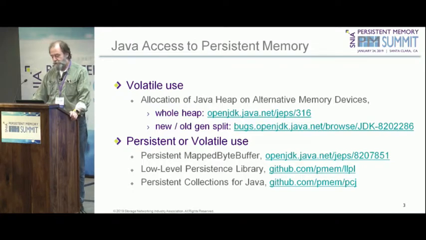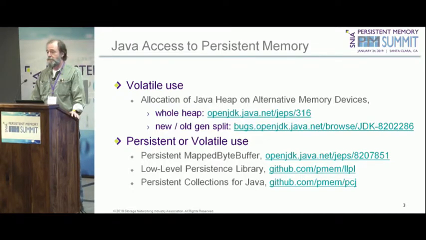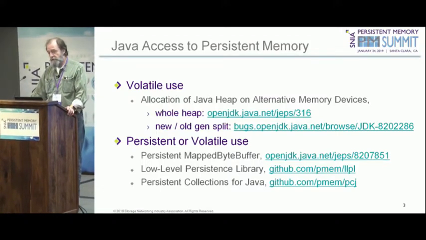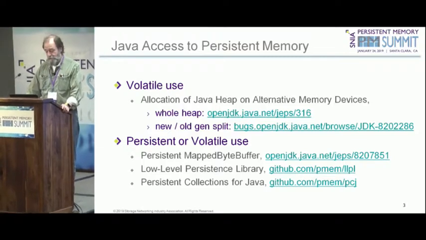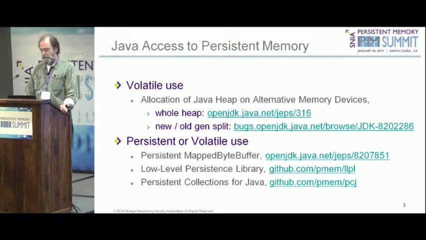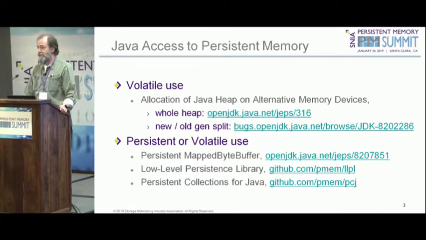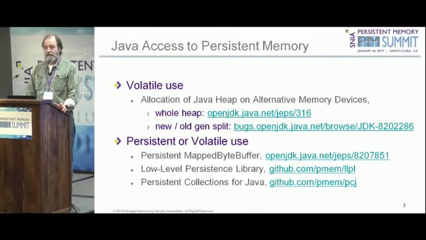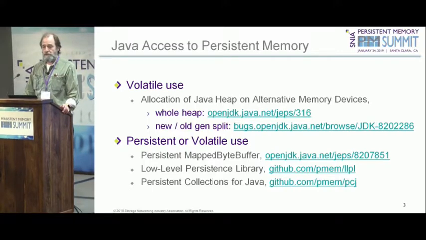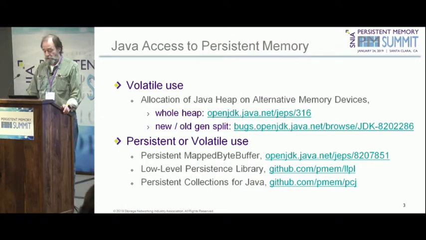So the first couple of bullets here talk about accessing persistent memory from Java in a volatile use case, not trying to recover the memory after a restart. The first one is an extension to the Java virtual machine. On a command line, you specify that you would like all of the Java heap, the memory that stores Java objects, to be on persistent memory. Other than that, there are no code changes.